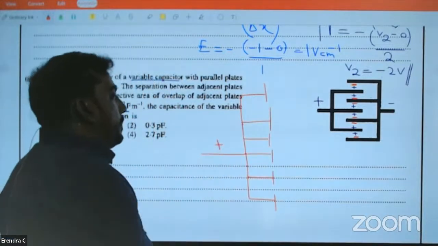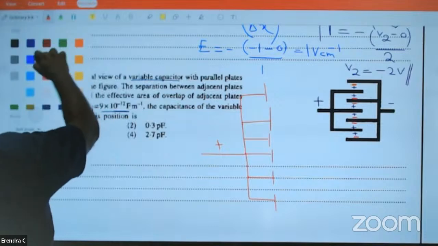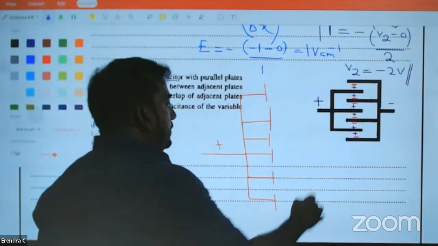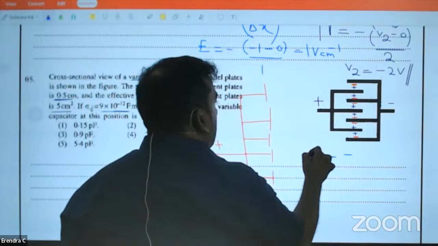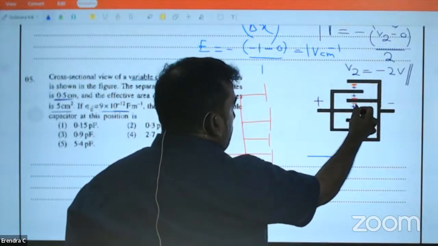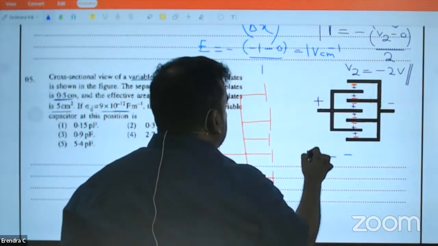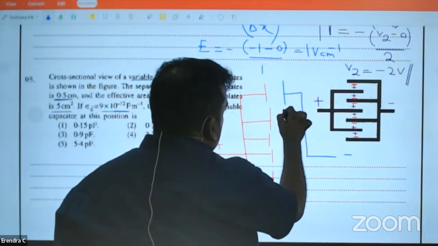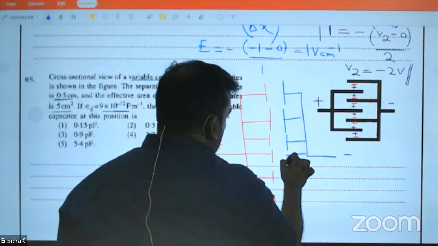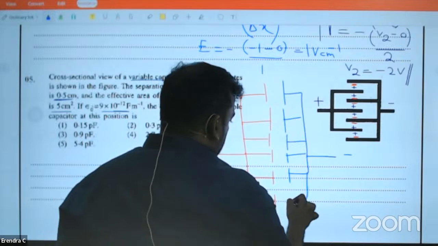How many negative plates are there? Negative plates: 1, 2, 3, 4, 5, 6. Six negative plates.